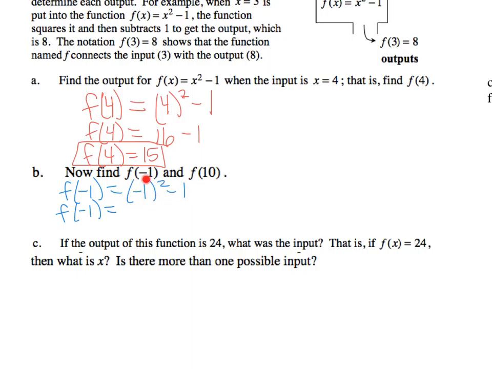If you do not put the negative 1 in parentheses prior to squaring it, it will tell you it's negative 1. But we know that when we square values, it always comes out positive. The negative times the negative cancels and gives you positive 1, take away 1, so that f of negative 1 equals 0.